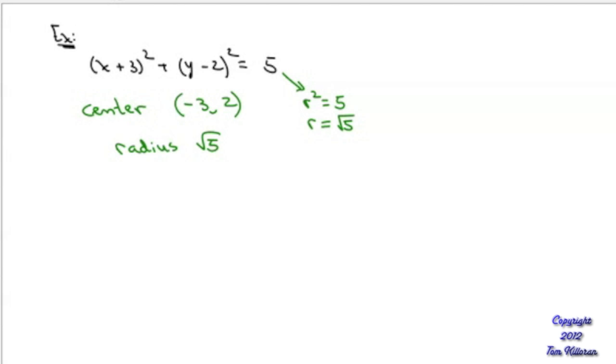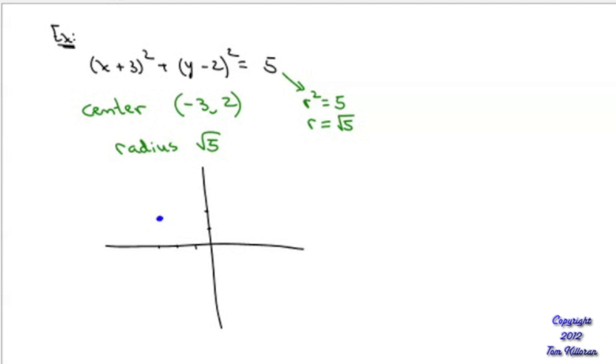A little bit bigger than 2. Oh, by the way, you can graph these things. It's just most people graph it horribly. The center is (-3, 2), so you go left 1, 2, 3, up 1, 2, and you put your center point.